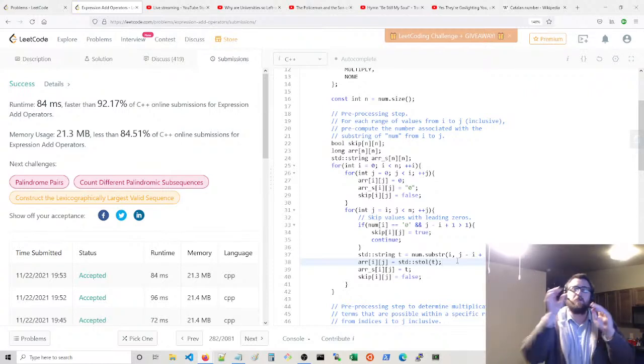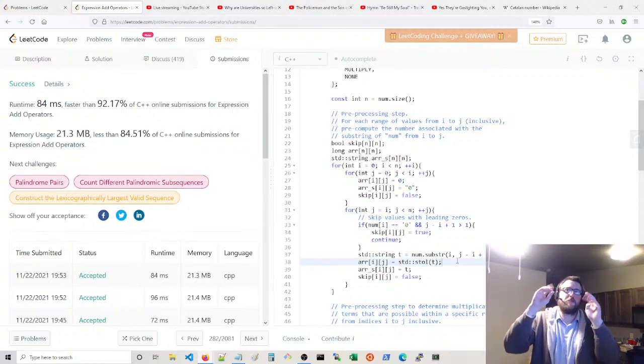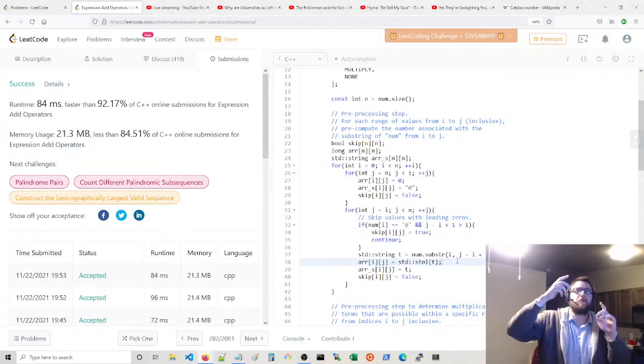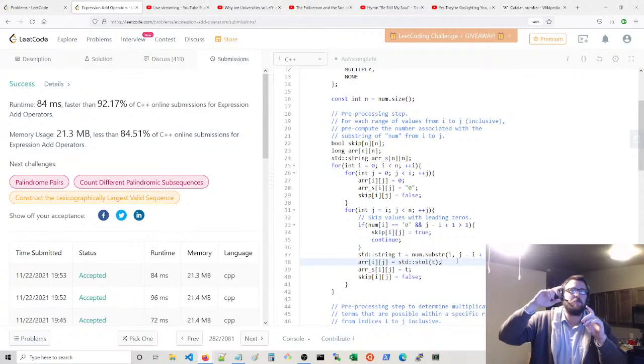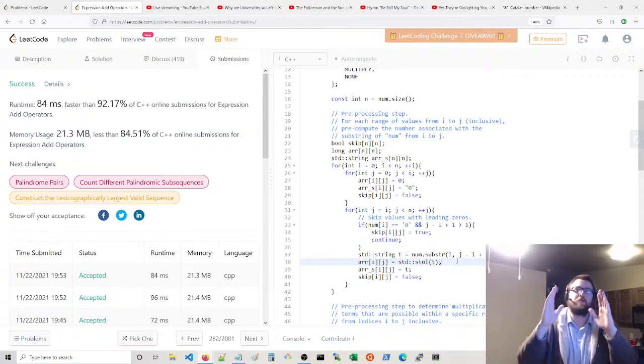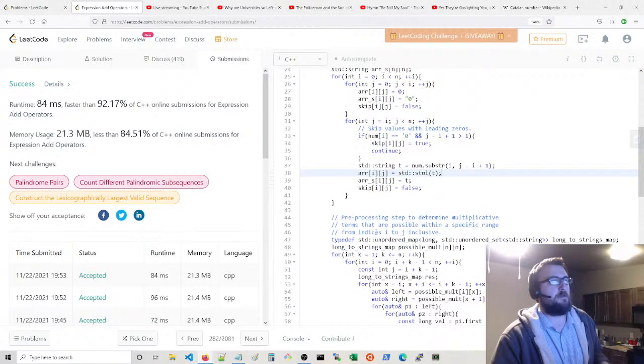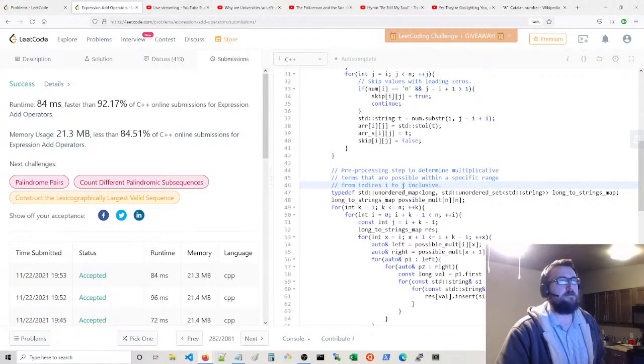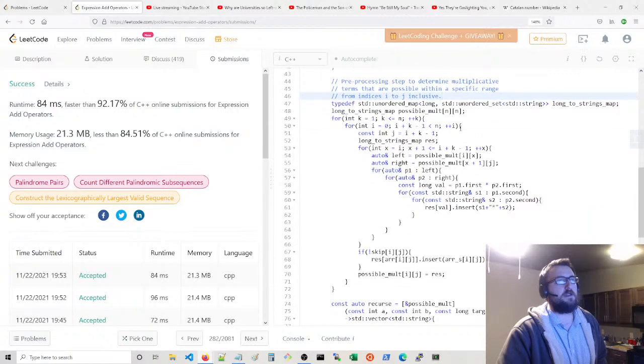So for each possible range i and j, or all the ranges that we can have, we take the substring, check whether or not it has a leading 0, and set the skip variable depending on that. And also calculate the integer that's represented by that substring. So we do that first preprocessing step. Pretty straightforward, pretty simple. The second preprocessing step is a little bit involved.